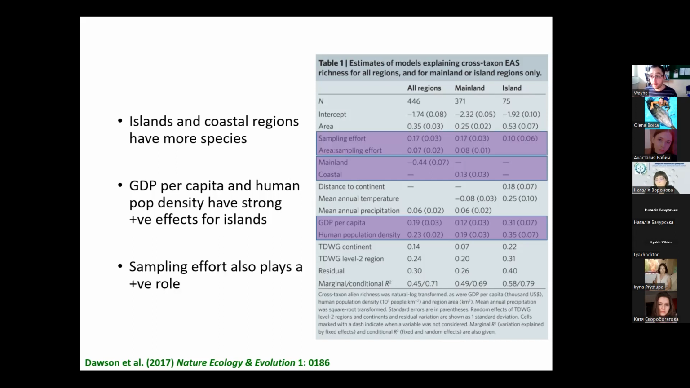And then finally, sampling effort also plays a role in conjunction with area. So the bigger the area, of course, the more species, but in addition to that, the more that you sample an area, the better the coverage of sampling of the natives, the more established alien species we tend to be recording. Makes sense, it's logical.